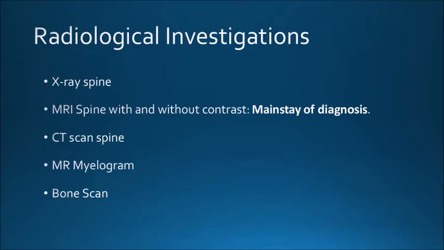Now coming to the investigation, we usually go for radiological investigation for the diagnosis of spinal cord tumors, and we can have the X-ray of the spine, especially in cases of bony lesions. Then we can have the MRI spine with and without contrast, and this is the main investigation to diagnose spinal cord tumors. Then we can have the CT scan of the spine to assess the bony deformities or bony involvement, and also for the surgical approach. Then we can have the MR myelogram and the bone scan as well to differentiate the spinal cord tumors.